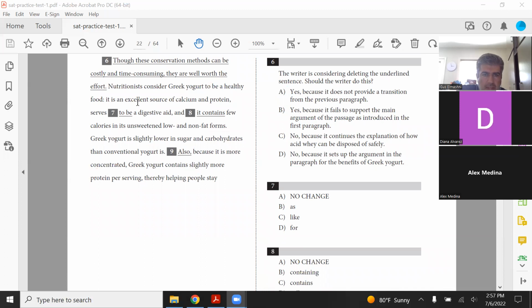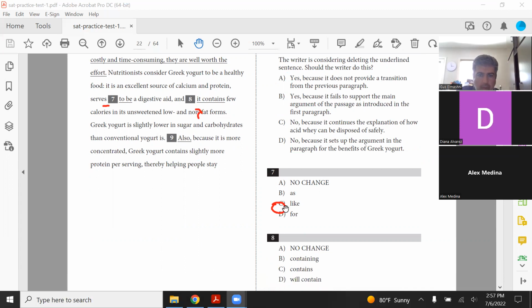Here's a preposition: "is an excellent source of calcium and protein, serves to be", I say serves as. And I would say it, because you have it right here: it is an excellent source of protein. So is an excellent source, serves to be, and contains. I would not put it. So I would go C on that one. And will contain, you lose the parallel structure there. Parallel structure means you want things structured the same way when you're listing phrases. So is, serves, contains: present, present, present tense.